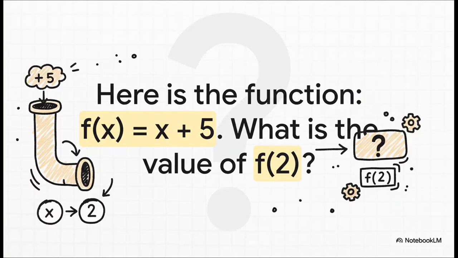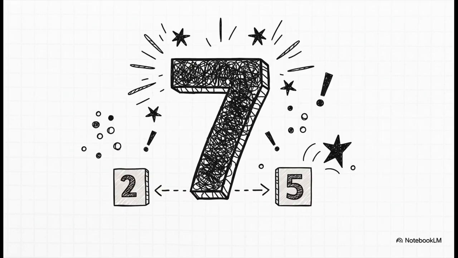Okay, it's your turn. Our new function rule is f of x equals x plus 5. So the rule is just take your input, x, and add 5 to it. So here's the question for you. What is the value of f of 2? Go on, take a moment and see if you can figure it out. And the answer is 7. Did you get it? I bet you did. All we had to do was replace the x with a 2. So f of 2 equals 2 plus 5, which is 7.